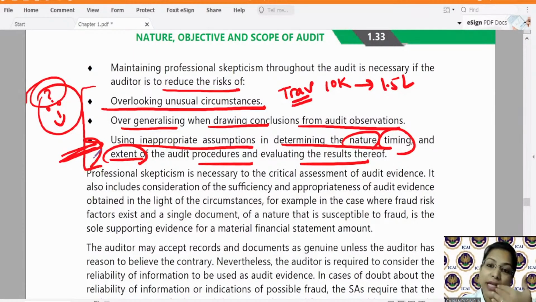देखो, auditor को determine करना पड़ता है ना, auditor needs to determine what audit procedures he needs to perform, at what time he needs to perform, and to what extent he needs to perform, कितना checking करना है, ठीक है। सो अगर professional skepticism apply किया होगा तो तभी तो appropriate assumption आप ले सकते हो ना, कि ये ठीक है, यहाँ पर कम भी काम चल जाएगा, इसमें doubt हो सकता है, यहाँ पर ज्यादा काम करना पड़ेगा। क्लियर आयुष?